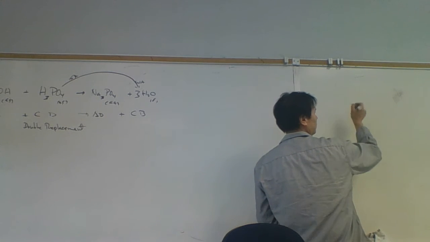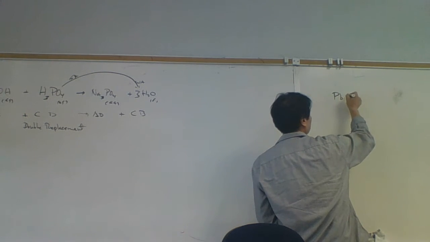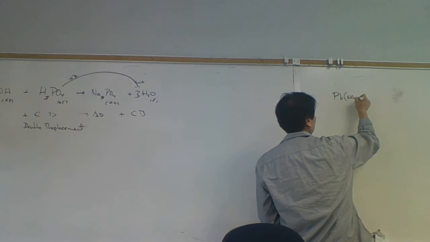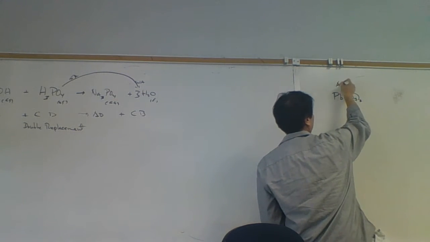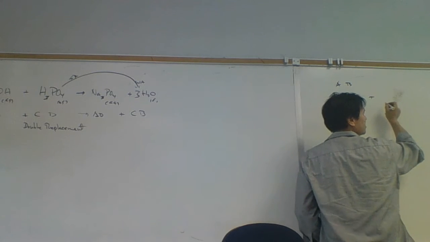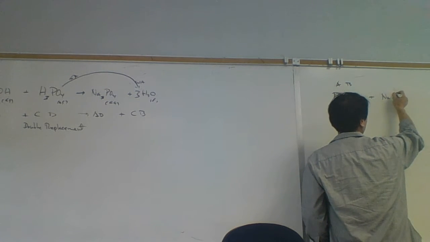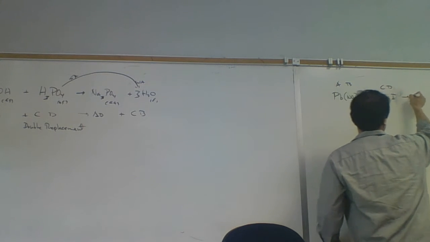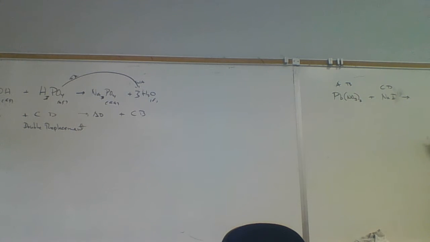And so let's go. Lead-2 nitrate, what's the formula? Pb(NO3)2. This is my AB, plus my CD, which is sodium iodide, NaI. Let's go with AD. It would be lead-2 iodide. What's the formula for lead-2 iodide? PbI2. Iodides are all soluble except for silver, lead, and mercury. So this is an exception, so it's going to precipitate, plus sodium with nitrate.